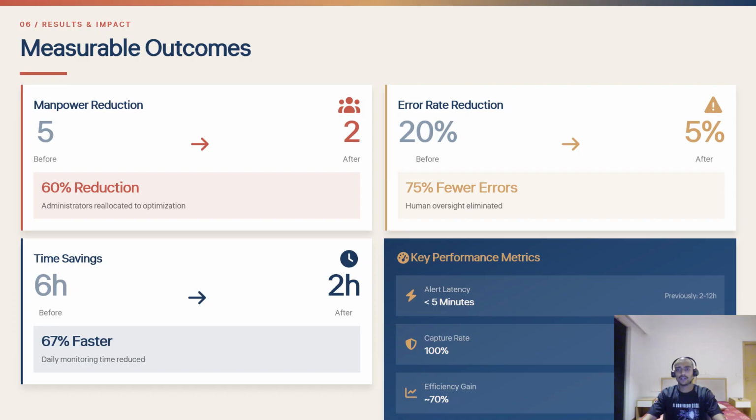After setting up the automated monitoring, the results were transformative across all the key performance indicators. Manpower reduction: the work that was done by 5 people can now be done by only 2 people. Error rate reduction: the 20% error rate is now reduced to 5%, so 75% fewer errors. Time saving, the key component: before, the administrator used to spend 5 to 6 hours daily. Now only 2 hours is required, and that is when we have alerts. If we don't have alerts, there is no need to spend our time there. So, 67% faster work than before.